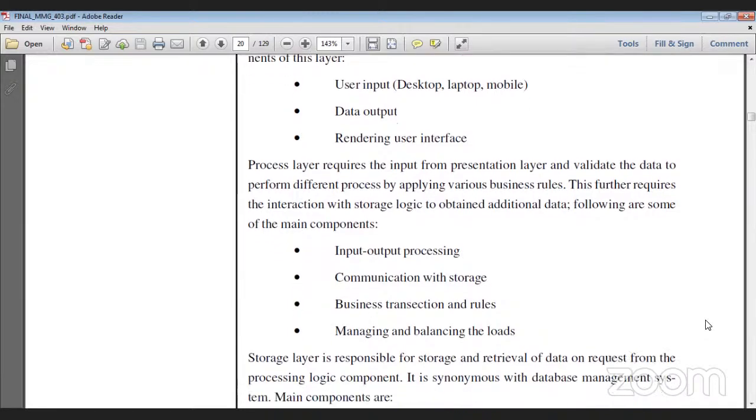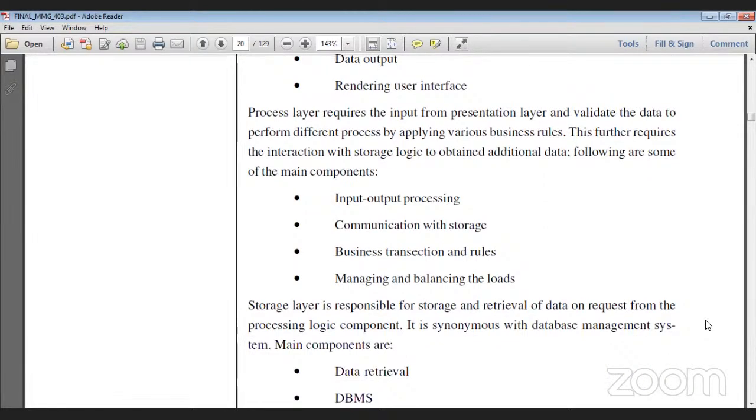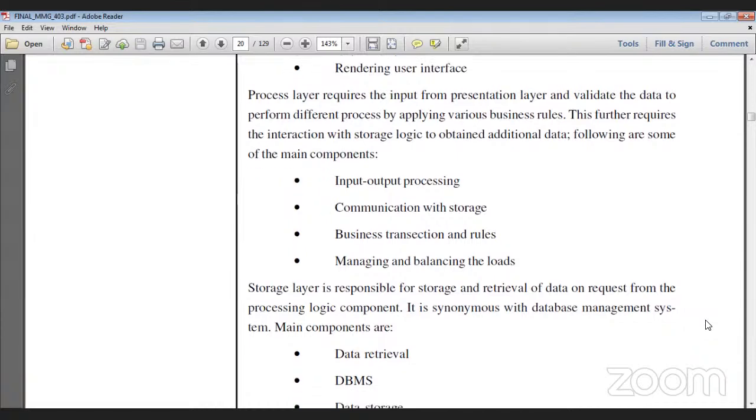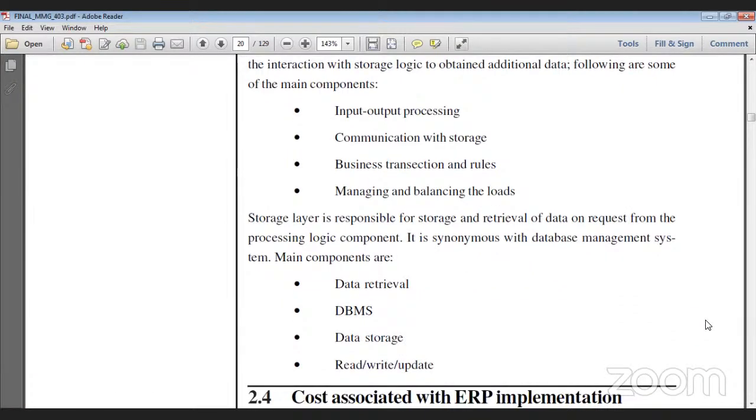The storage layer is responsible for the storage and retrieval of data on the request of the processing logic component. It is synonymous with the database management system. The main components of the storage layer are data retrieval, DBMS, and data storage, and read, write, or update.